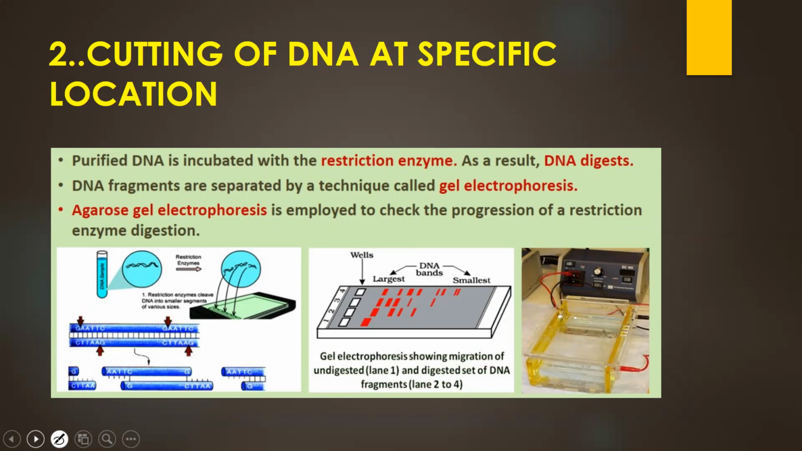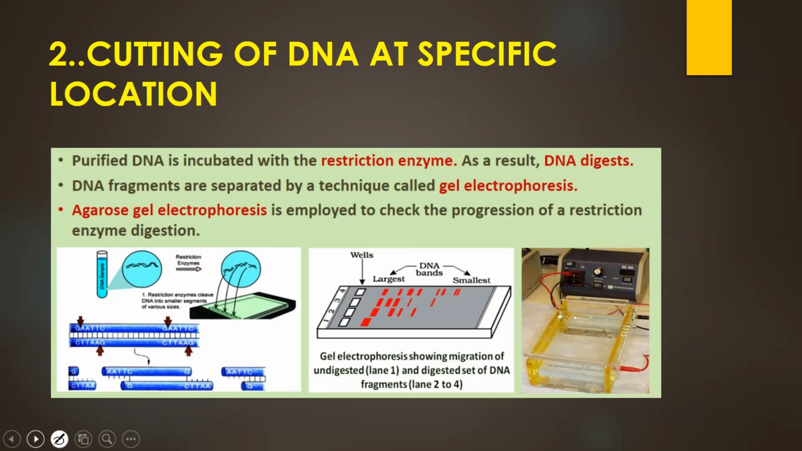The cutting of DNA, obviously, we have already done in video 2, that we use restriction enzymes. The purified DNA is incubated with specific restriction enzyme at conditions optimum for the enzyme to act. And then the process is repeated with the vector DNA also.